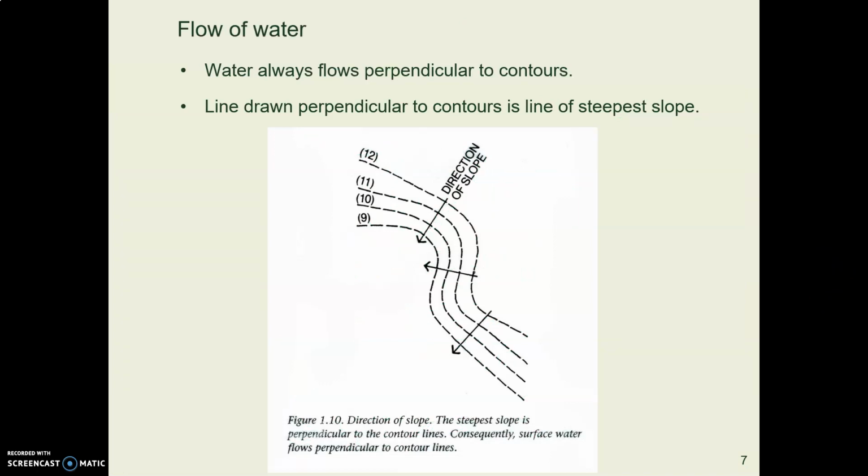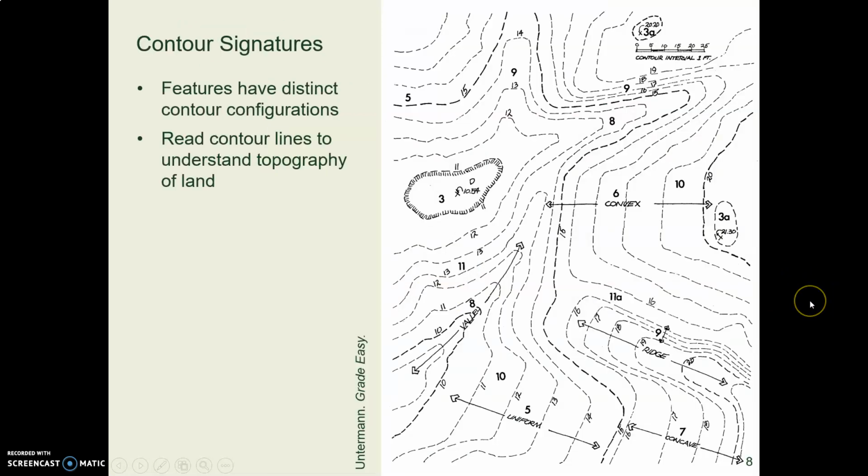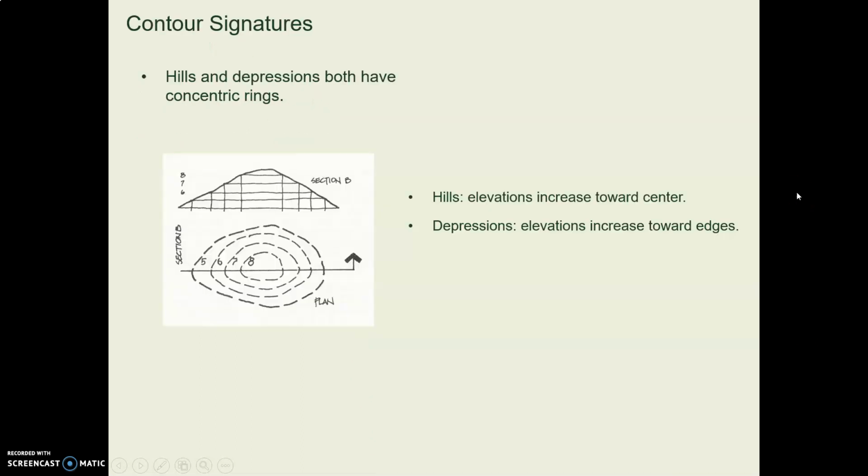Every feature on the land is either a water gathering feature or a water shedding feature. And the water flows perpendicular to those contour lines everywhere, whether it's being gathered or shedded. Contour lines have certain patterns that you can learn to read, and those are called contour signatures. And if you read a lot of, or just some, topo maps, contour plans, you get so you can begin to visualize what these lines are representing as you're looking at them.